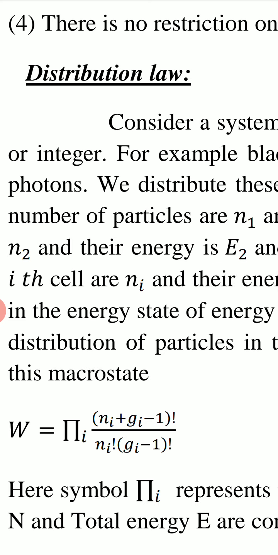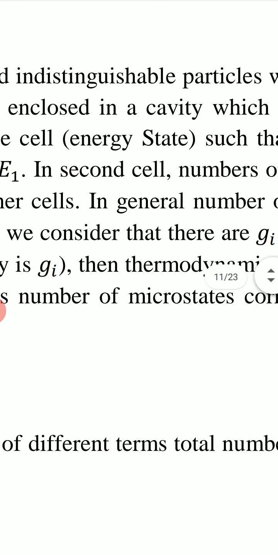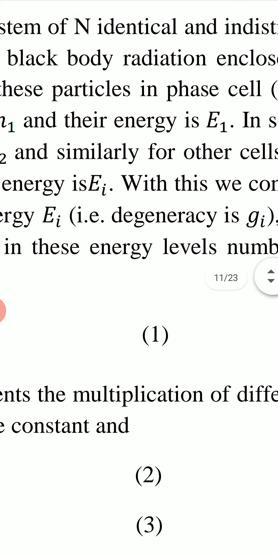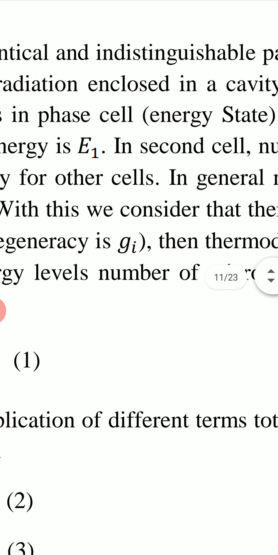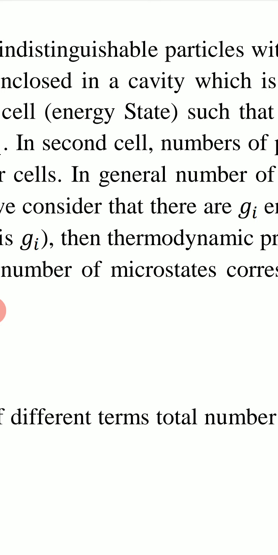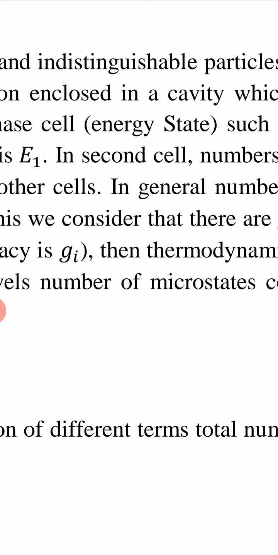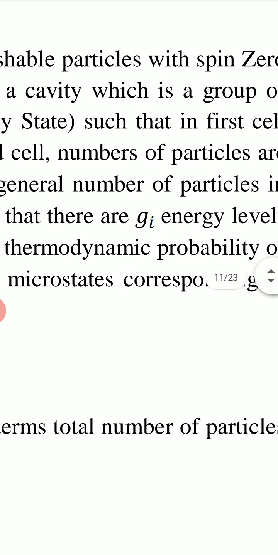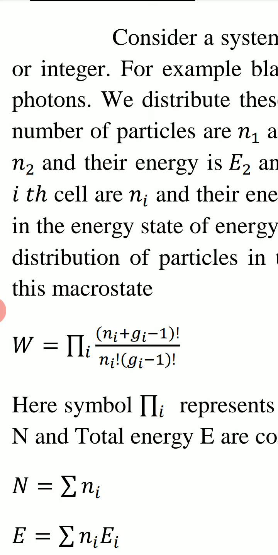Now we see distribution law for Bose-Einstein statistics. For this, we consider a system of N identical and indistinguishable particles with spin 0 or integer. For example, black body radiation enclosed in a cavity. Black body radiation enclosed in a cavity, these are a group of photons. In radiation, there are a large number of photons, and photons have spin 1, so these are bosons.